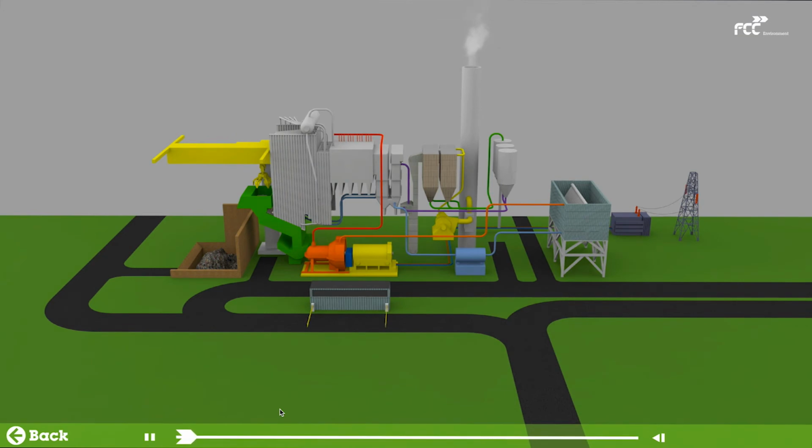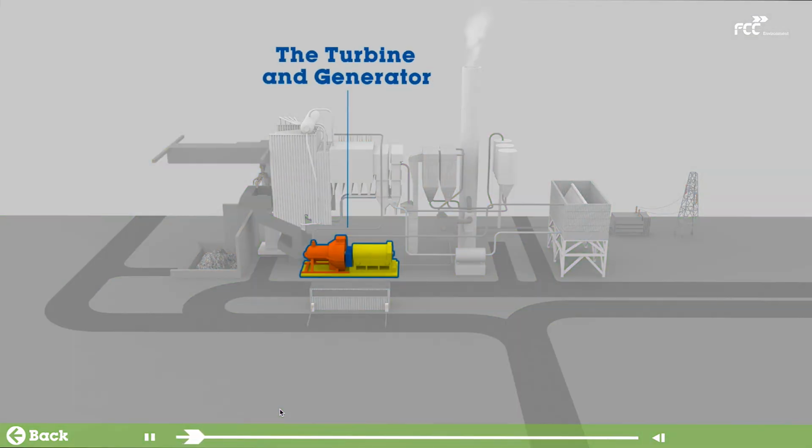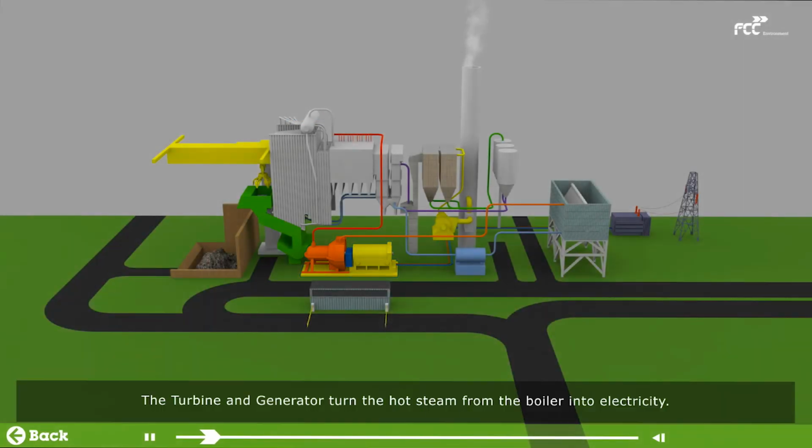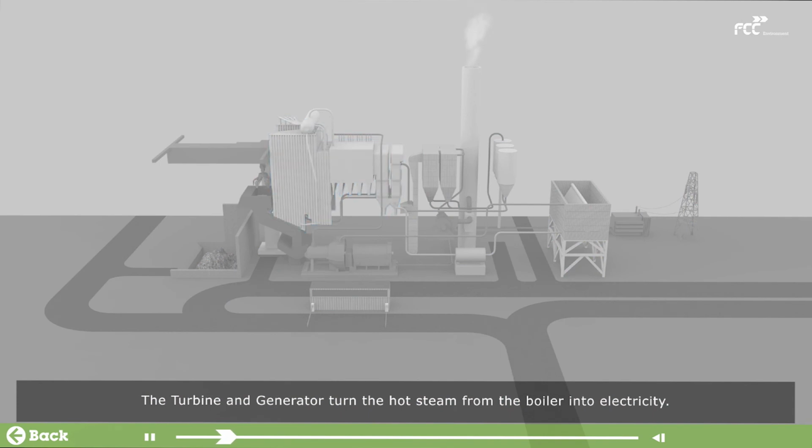The turbine and generator. The turbine and generator turn the hot steam from the boiler into electricity. Let's look at this in detail.